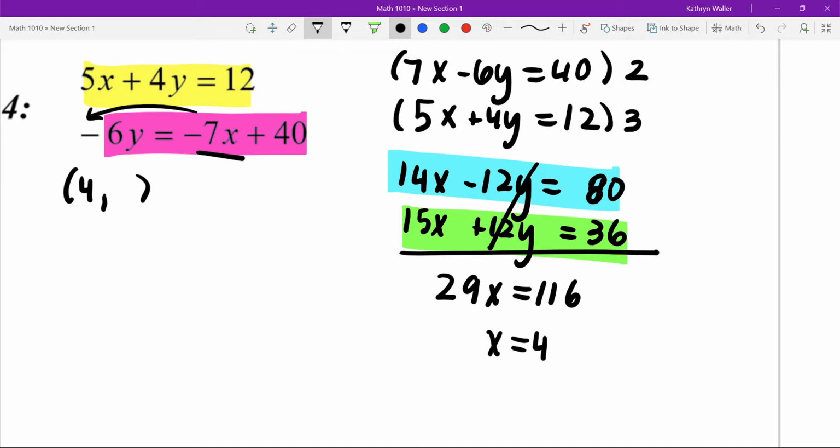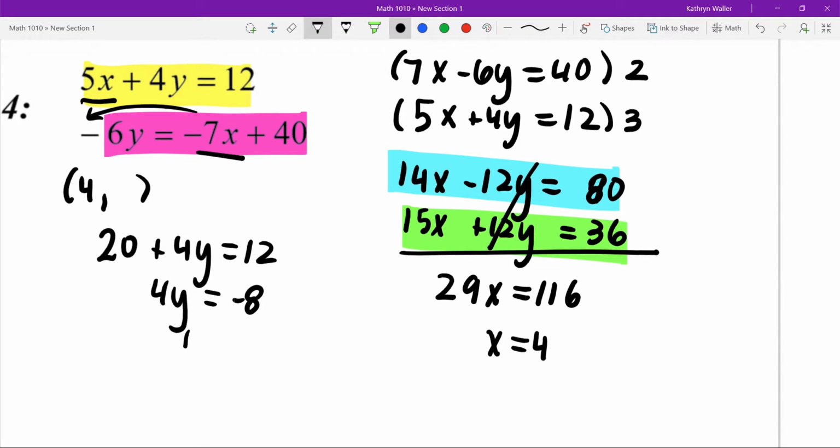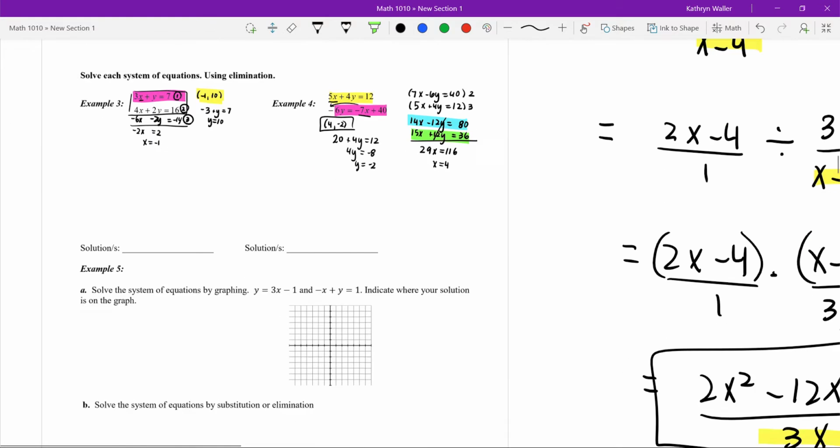I'm with you. So if x is a 4, then right here you have 5 times 4, which is 20, plus 4y equals 12. Look how nice and neat my work is. 4y equals negative 8. Divide by 4, y equals negative 2. There's your answer, 4 comma negative 2. Okay? All right.